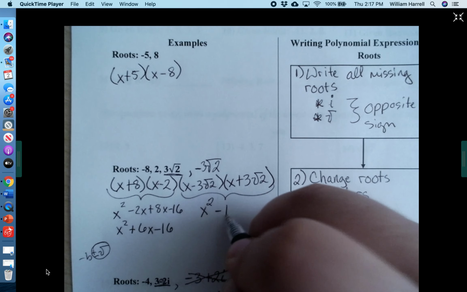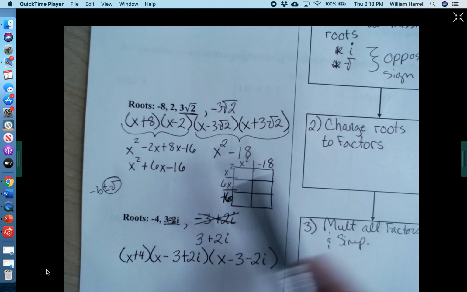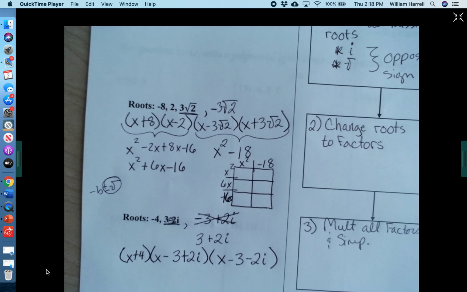Okay, x squared minus 18, x squared 6x minus 6 minus 16. Alright, and once I get into having to multiply anything bigger than like a 2 by 2 box, I have to write it down.